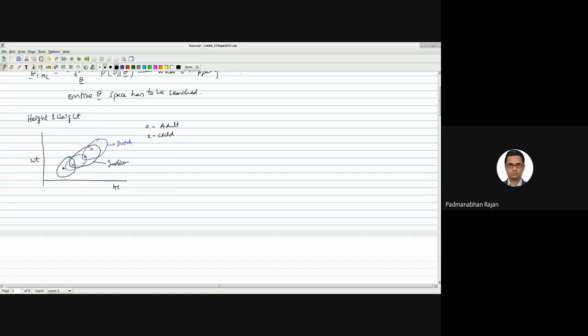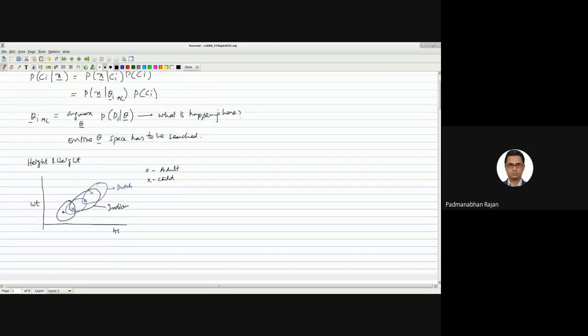So suppose now you look at how this maximum likelihood theta is getting estimated, let's say for Indian children. Currently we are looking at classification of Indian children and Indian adults. There are two separate systems. One system is for Indian adults and Indian children. Another system is for Dutch children and Dutch adults. So right now we are designing the Indian system. If you see this theta ML, you have to search the entire theta space.